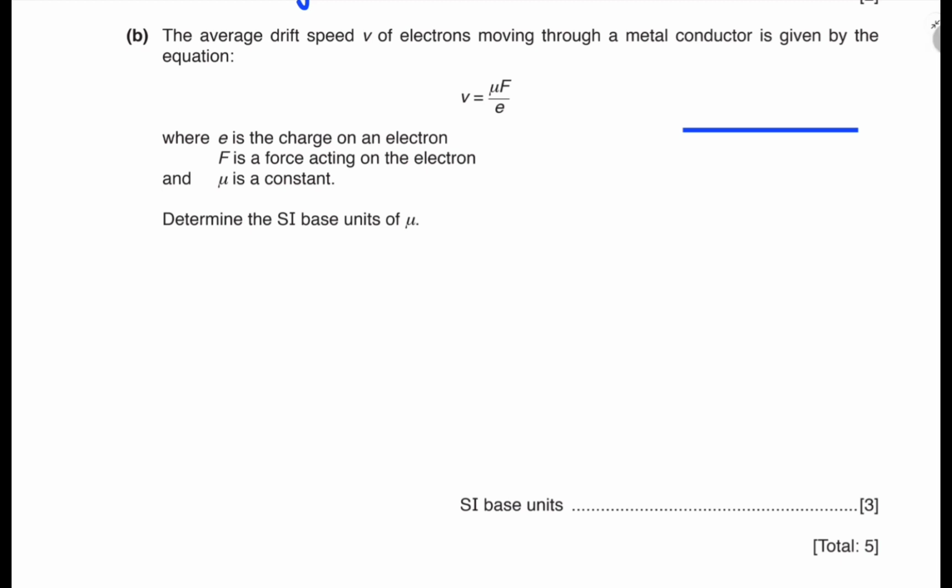For us to determine the SI base units of mu, we need to make sure that our equation is homogeneous. What do we mean by the equation being homogeneous? The base units for either sides, left or right, should be equivalent. They should be the same if an equation is homogeneous. So by this principle of homogeneity, we are going to determine the SI base units of mu.